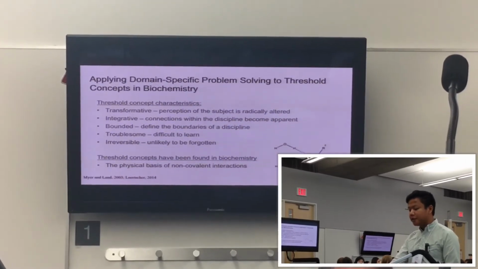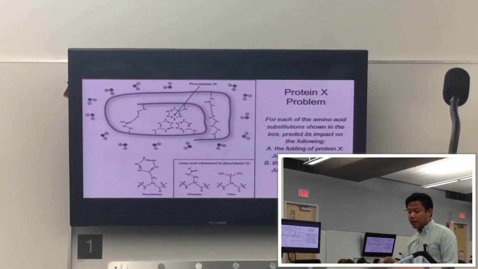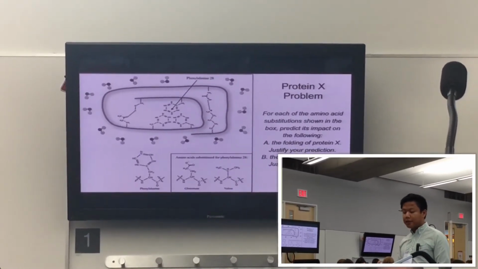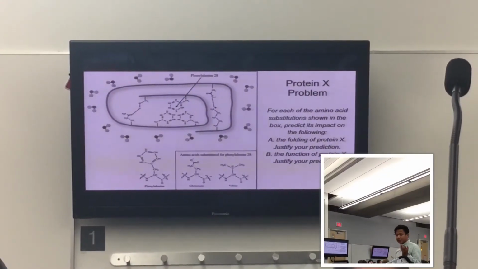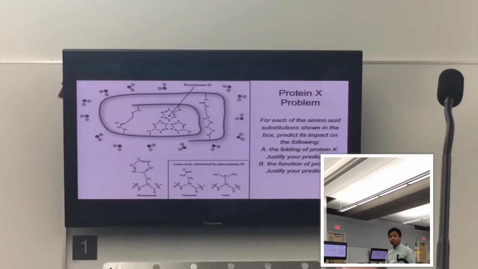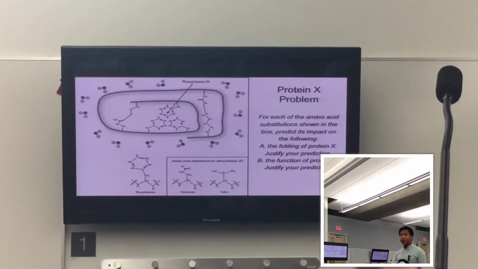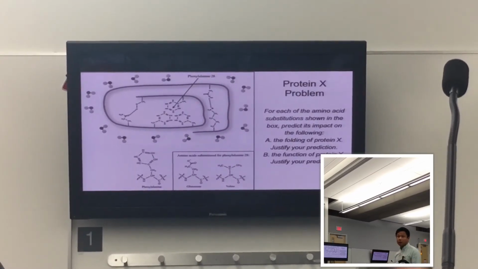Now, to investigate our questions, we use this problem, the Protein X problem. And students and experts are given this problem to complete. Shown here is a folded protein with phenylalanines in the middle. Students and experts were asked to predict the effects on protein folding and function for each amino acid substitution, glutamate and valine. You can see that on the bottom right of the depiction.